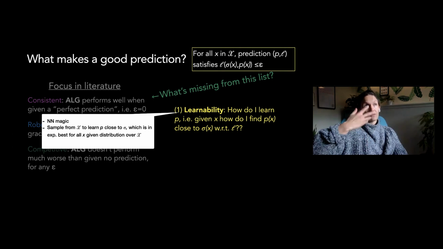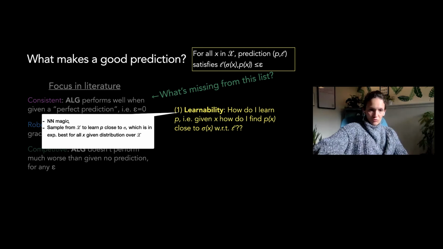So if you have some distribution over the space X, then what you can do is you can sample from X, and you can take enough samples so that you've learned a prediction, which I'm going to call P now, not depending on X. You've learned a prediction P that's close to the best thing you could do in expectation for your whole distribution. So sigma is the best parameter that you could give over the whole distribution, and you're going to learn something close to that. So again, kind of a PAC learning result there.